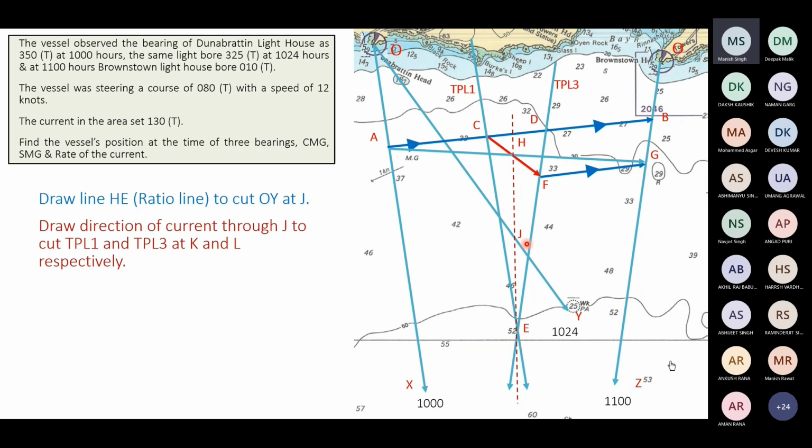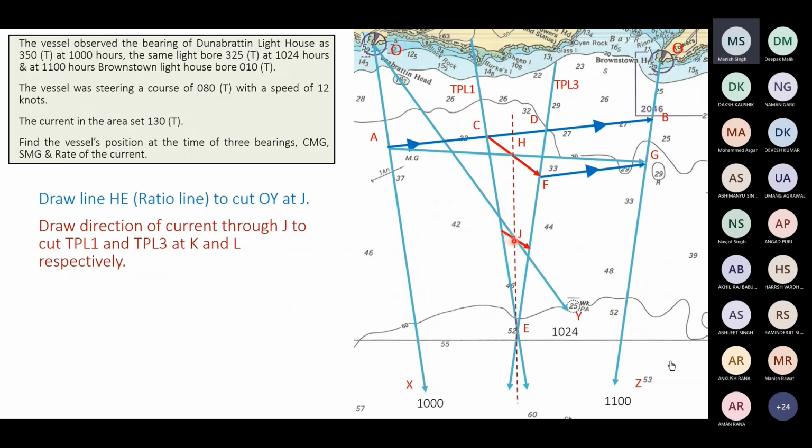Now, after Juliet, moving further on our plot, we move on to our next step. From this Juliet point, I draw a line in the direction of the current. The direction of the current is given to me. It is 130. The set or direction of the current is 130. So I align my parallel ruler to 130, transfer the parallel ruler to point J, Juliet point, and draw a line here.